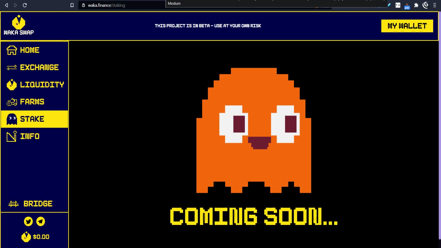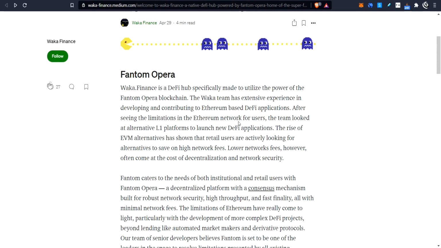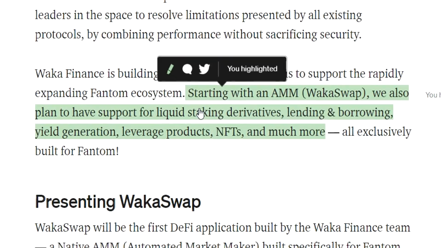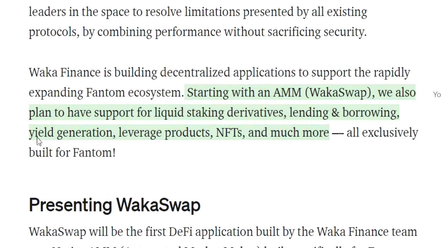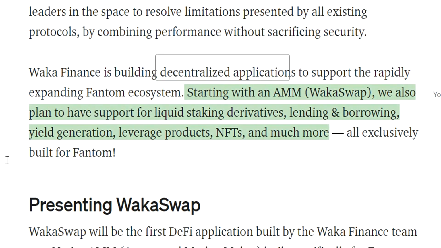There's a few things I would like to highlight. So here is the first article that came out a little while ago. I think it came out on April 29th, so it's been around for a little while. So let's go down to a few things. This one here says, starting with the AMM WAKA swap, we also plan to support liquidity staking derivatives, lending and borrowing, yield generation, leverage products, NFTs, and much more. So they're going to try to build a whole suite of DeFi products, apparently, based on this.